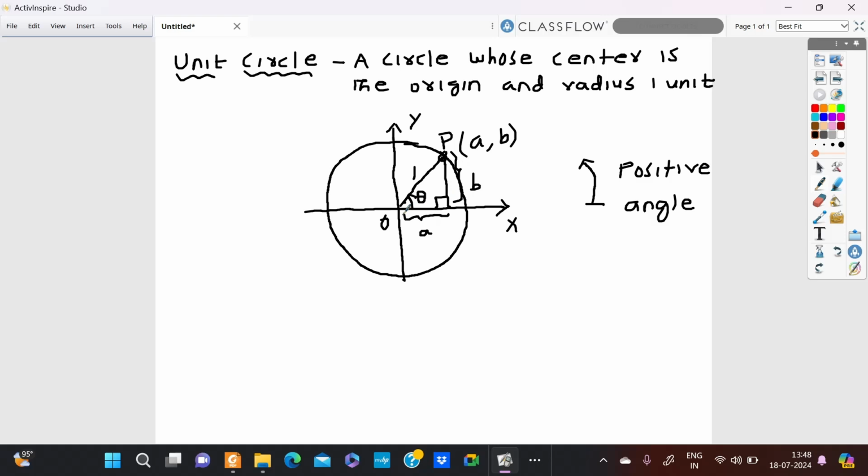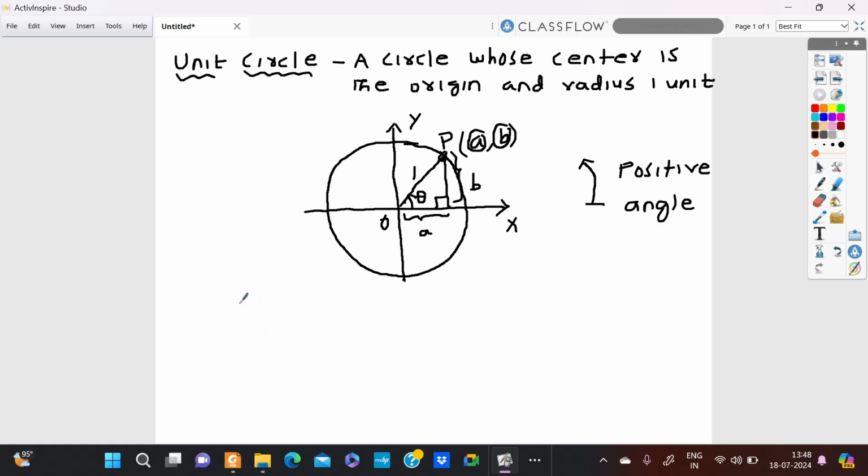Now the side which is on the x-axis is represented by A, and the side on the y-axis is represented by B. So hence (A, B) is A units on the x-axis and B units on the y-axis. And here we have OP, which is the hypotenuse, and it's 1 unit.